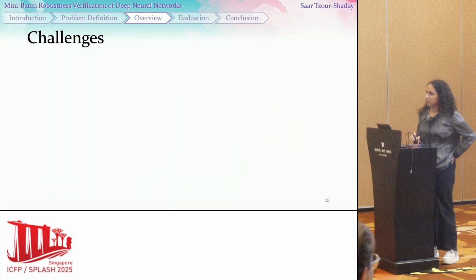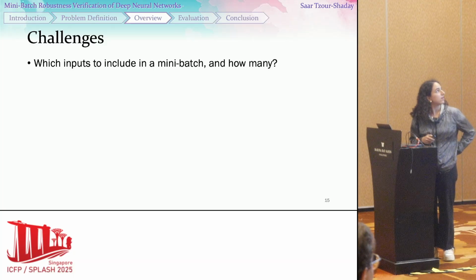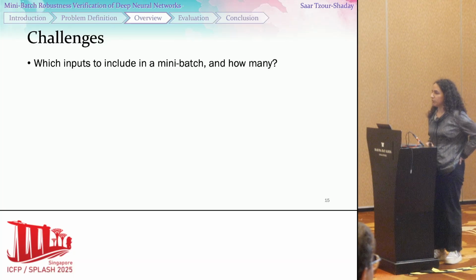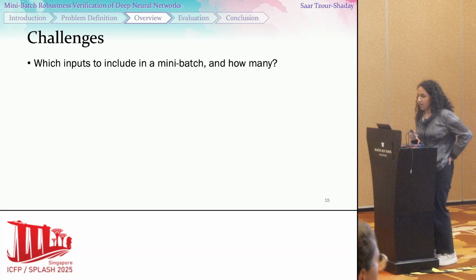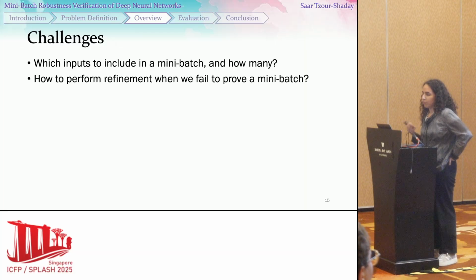So this approach brings 2 main challenges. The first one is how do we know which inputs to put in a mini batch together, and what should be the mini batch size, how many inputs to include? And second, how can we perform an efficient refinement when we fail to prove a mini batch? When we find a counterexample, how do we know whether it is spurious? And if not, how do we know which epsilon ball is non-robust?